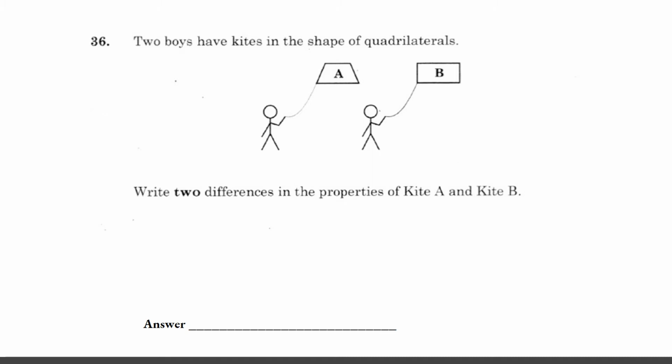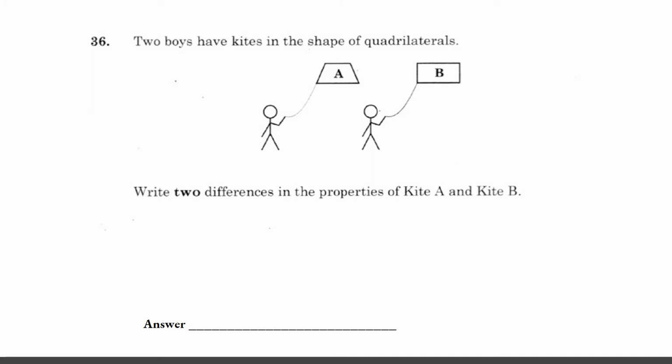36. The two boys have kites in the shapes of quadrilaterals. What are quadrilaterals? Four-sided shapes. Write two differences in the properties of kite A and kite B. What do we notice here? What is shape A? Shape A is a trapezium and shape B is a rectangle.